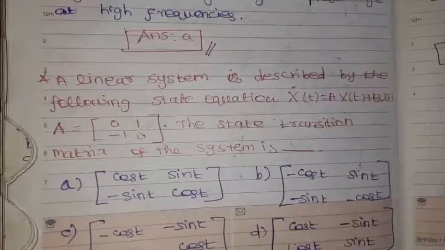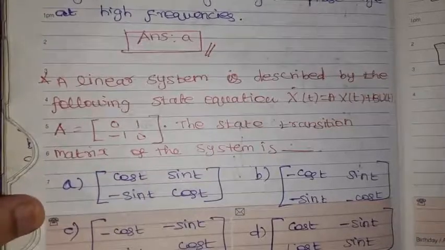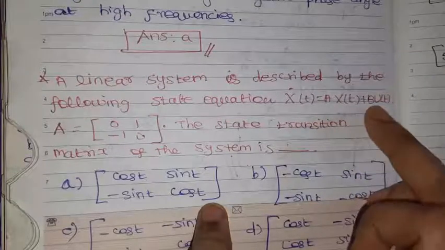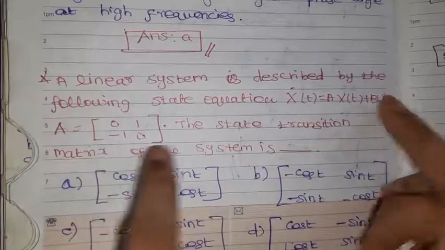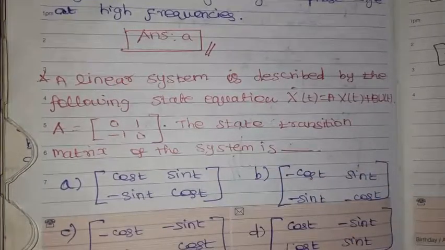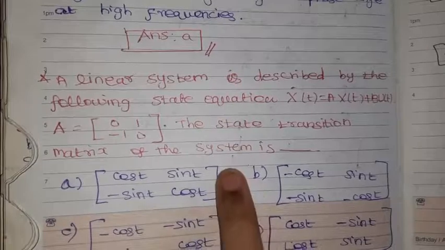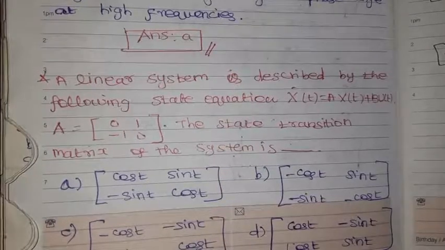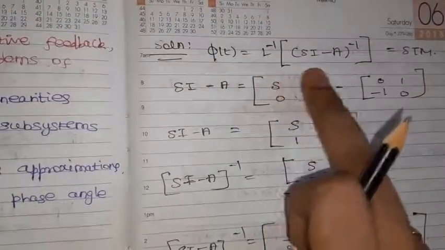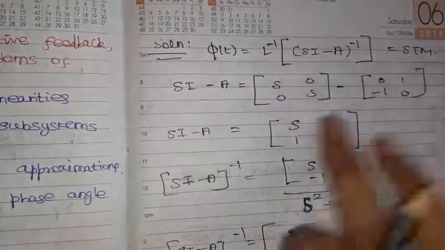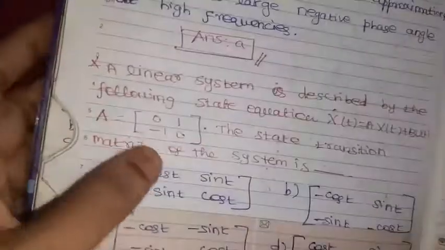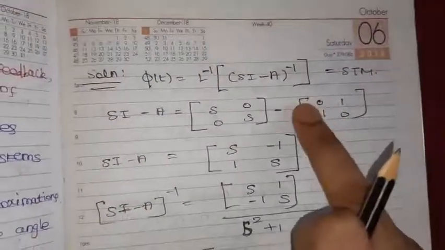Then a linear system is described by the following state equation: x dot of t is equal to A x of t plus B u of t. The A matrix is given, and the state transition matrix of the system we are going to find out. Already we have seen one problem of this type, the state transition matrix, STM. So what is the formula? Phi of t is equal to Laplace inverse of sI minus A, the whole inverse, which is the STM. What is sI minus A? sI is nothing but s, 0, 0, s, minus A. A is the given matrix: 0, 1, minus 1.